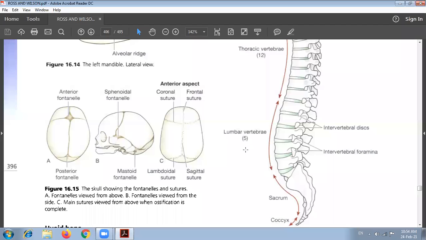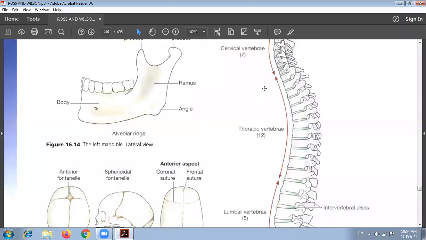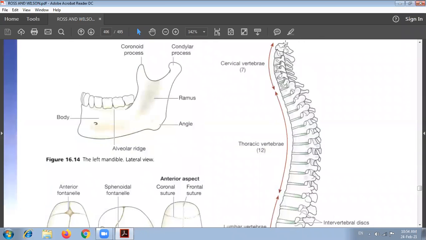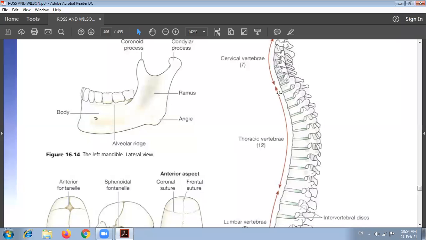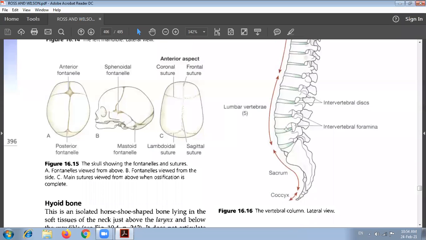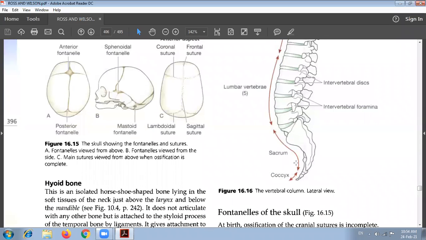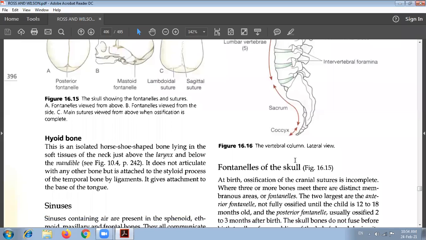Okay. The lumbar vertebrae are five in number. Thoracic vertebrae are 12 in number. Seven are the cervical vertebrae, and the cervical vertebrae form the neck region of our body. So the neck is also called the cervical region. So cervical vertebrae 7, thoracic 12, then five lumbar vertebrae, then sacrum and coccyx.